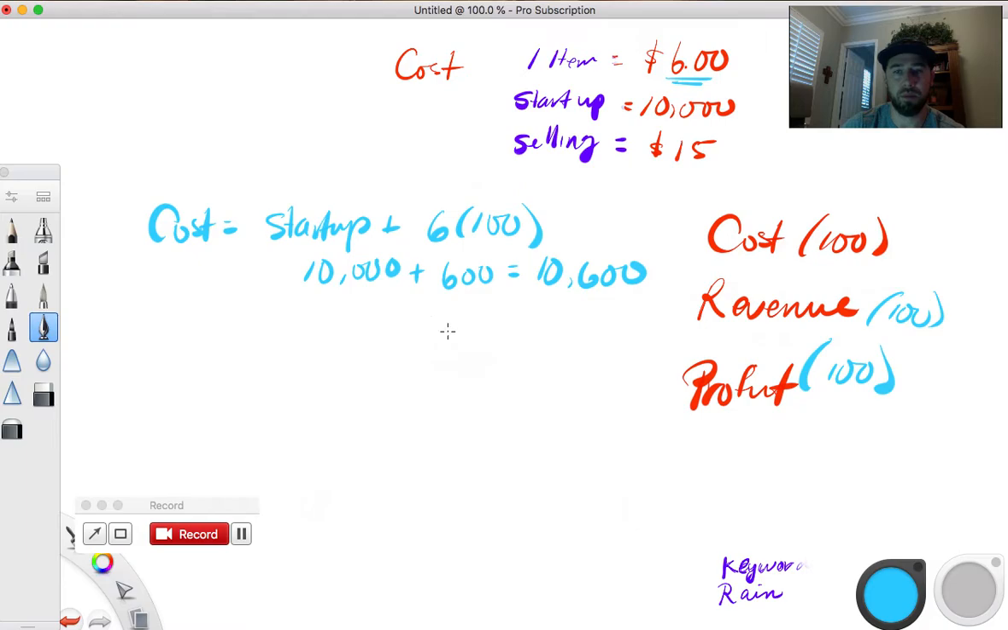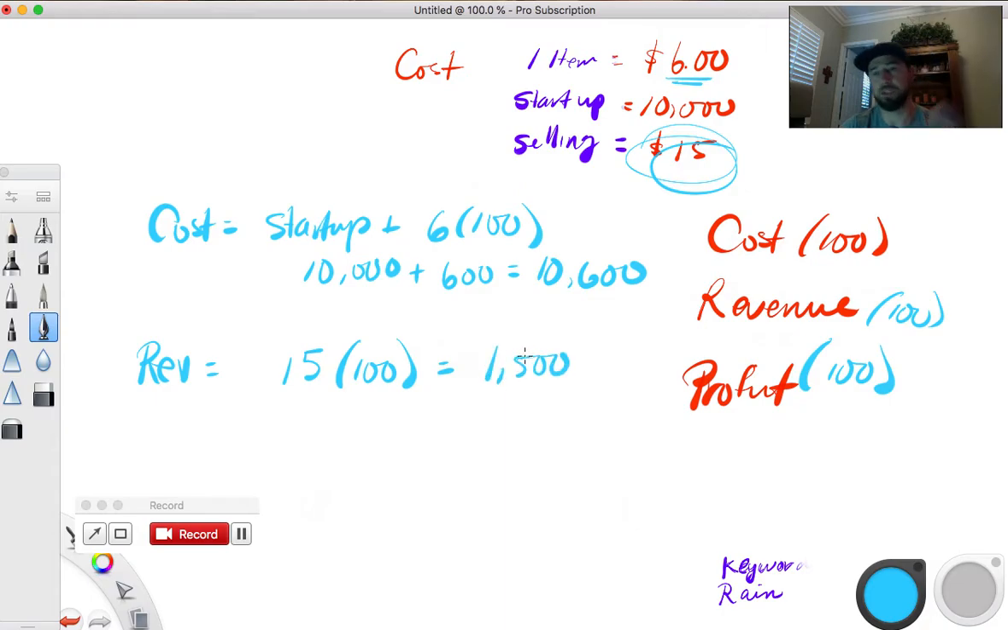You're not going to have that startup cost every time you make items, but in the beginning, you're going to have it. Okay, now, revenue from selling 100 items. Well, we're charging $15 per item, and we're selling 100 of them. So that's 1,500 we're going to bring in. We just sold 100 items at $15 a pop. We're bringing in $1,500. Do we get to keep it?